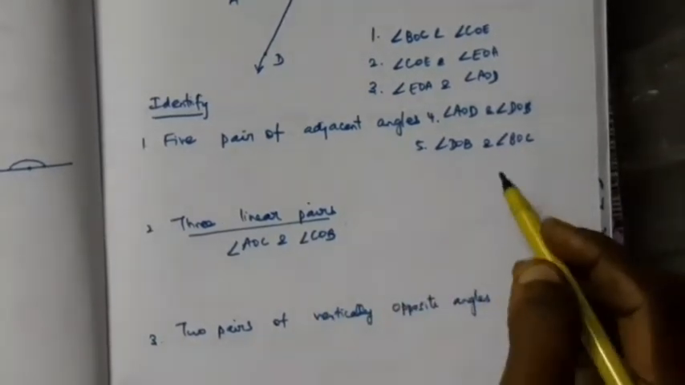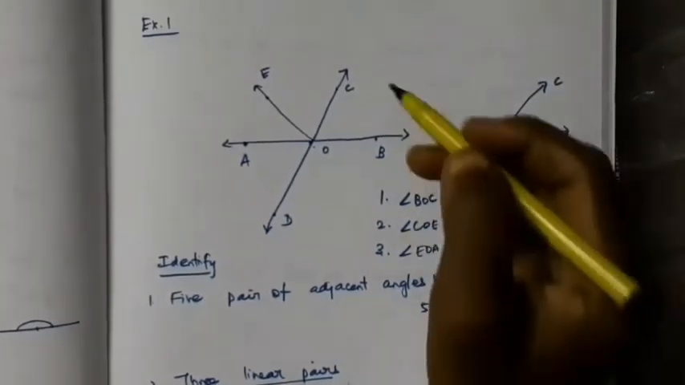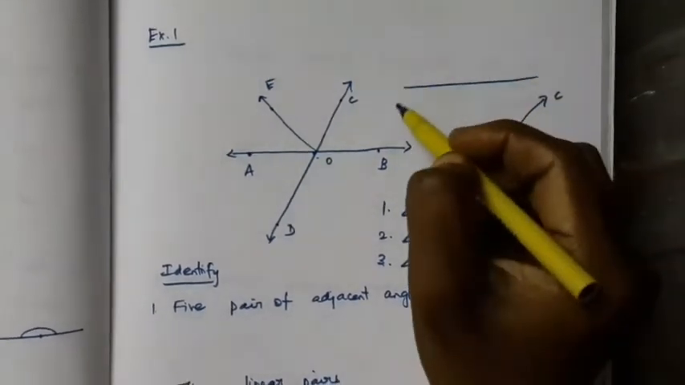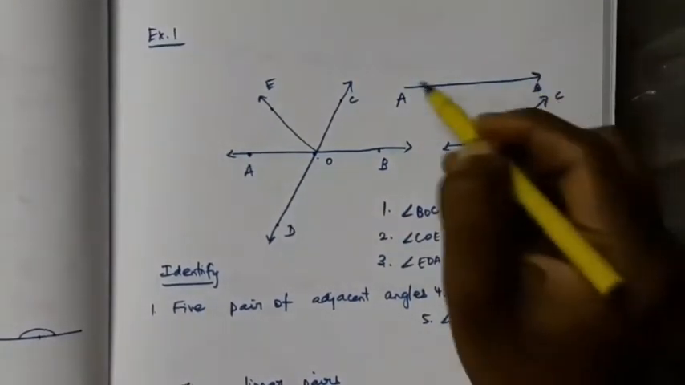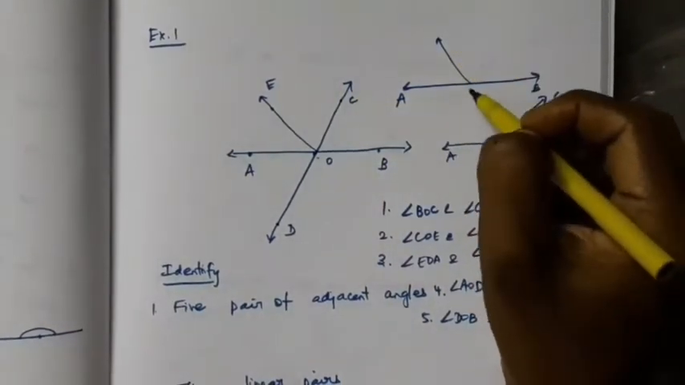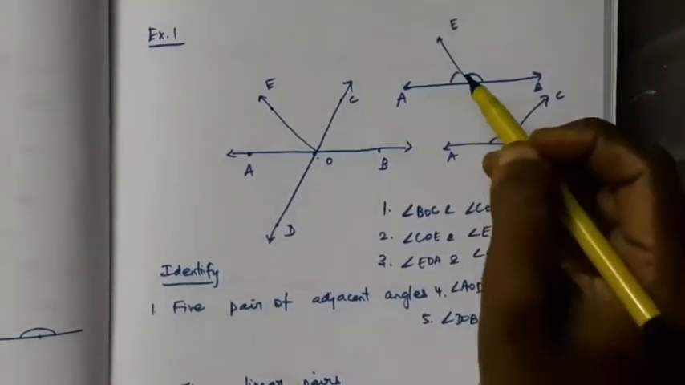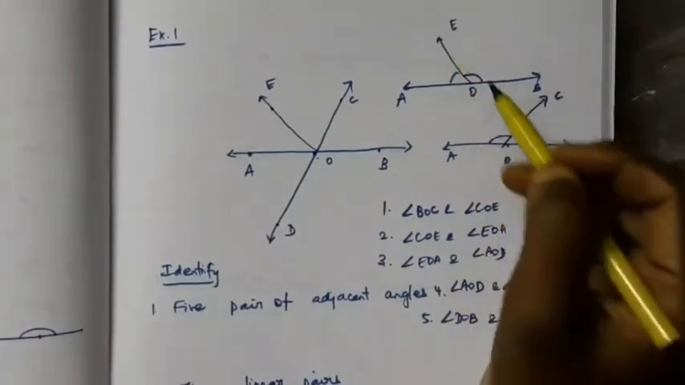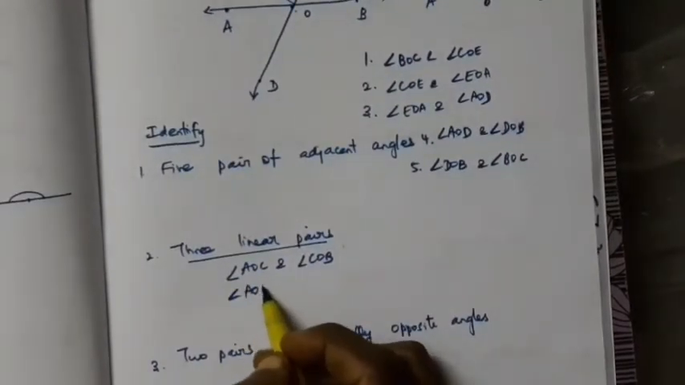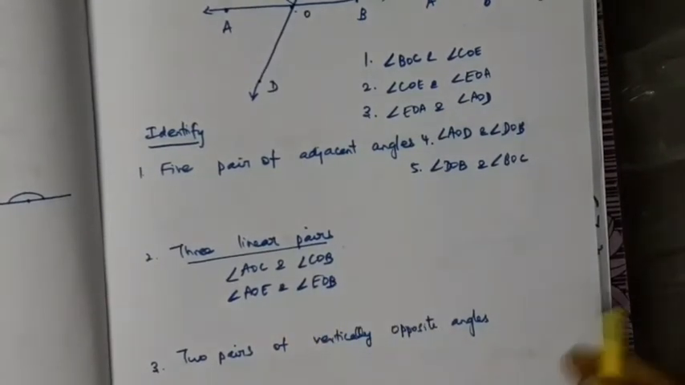Another thing you can write: instead of taking this line, draw the straight line AB. Instead of OC, you can take OE here. These two angles also make a linear pair, which are AOE and EOB. So I will write angle AOE and angle EOB.